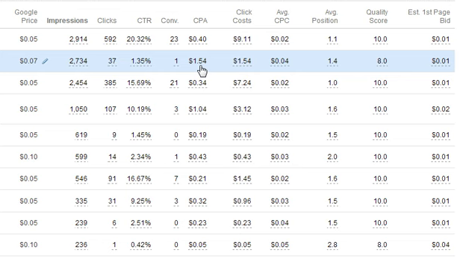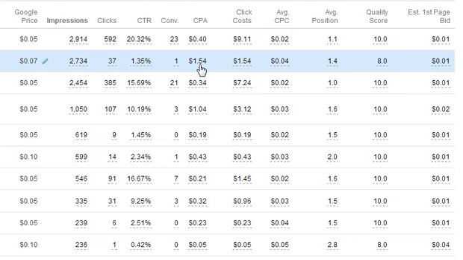Second is if it has a lower click-through rate. If it's getting a lot of impressions but not a lot of people are clicking on it, it's probably not as relevant as some other terms out there. Notice this same keyword has a much lower click-through rate. So it's maybe a reasonable keyword to pause, especially if this cost per acquisition is higher than what I'm willing to pay for that sale or lead.